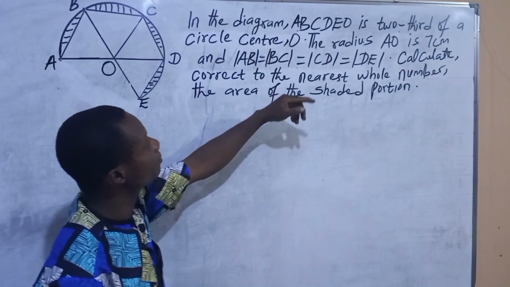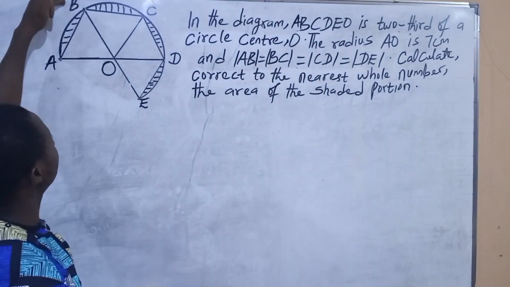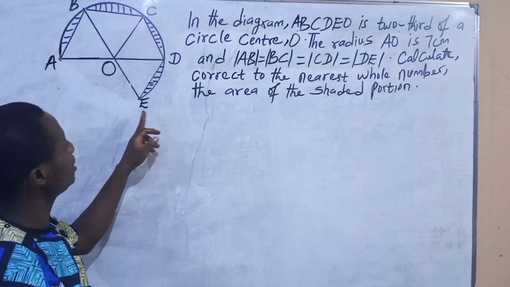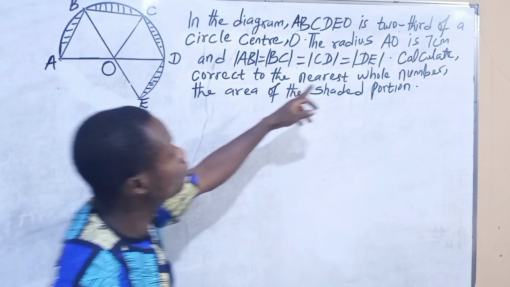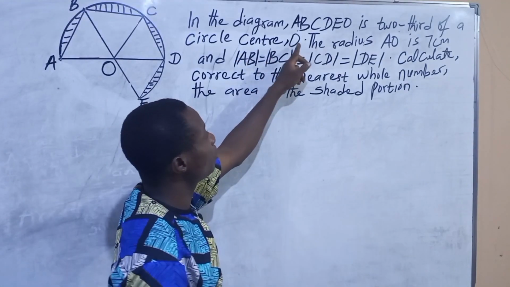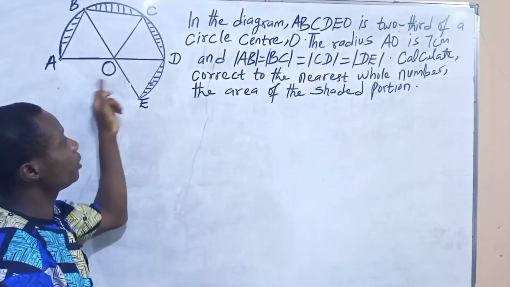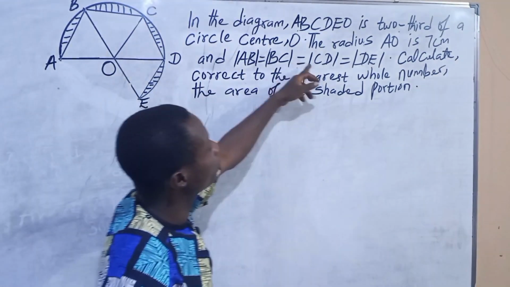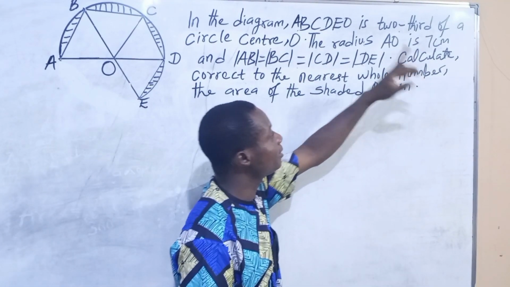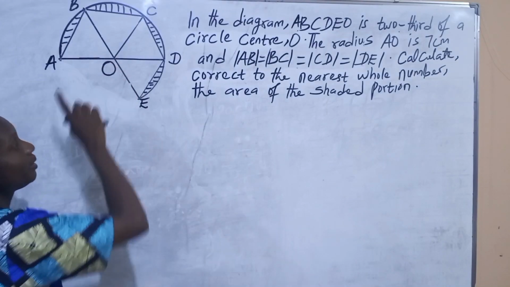In the diagram, A, B, C, D, E, O is 2/3 of a circle centered at O. So it's 2/3 of the whole circle centered at the point O here. The radius AO is 7 cm. That is, the radius from A to O is 7 centimeters.